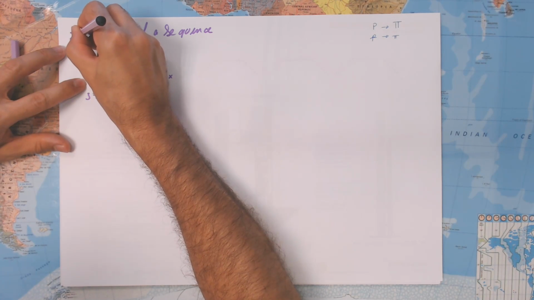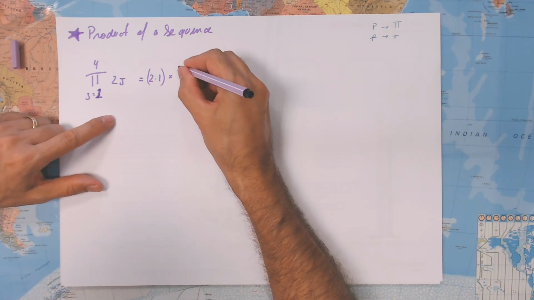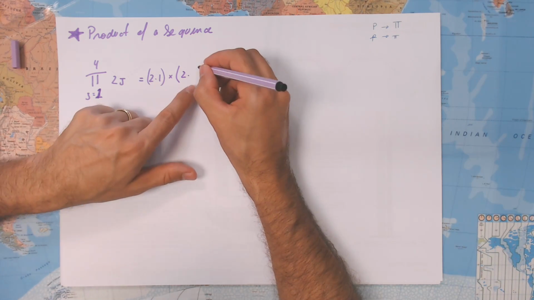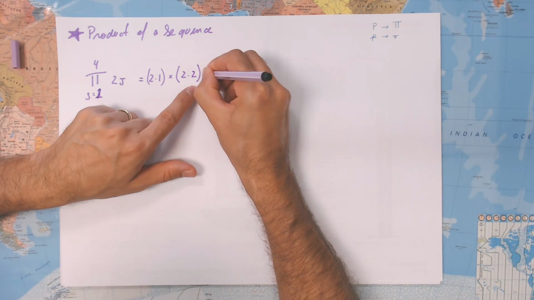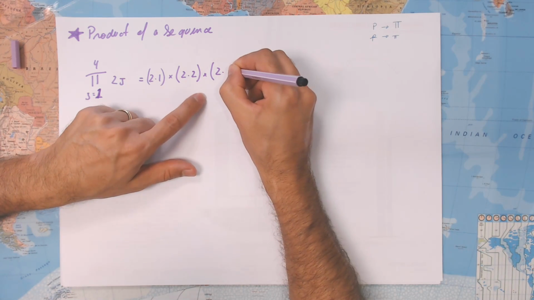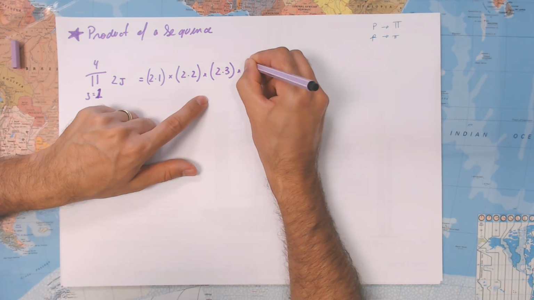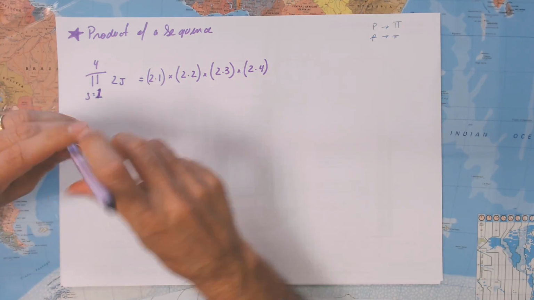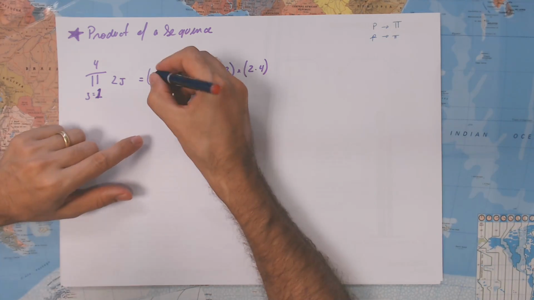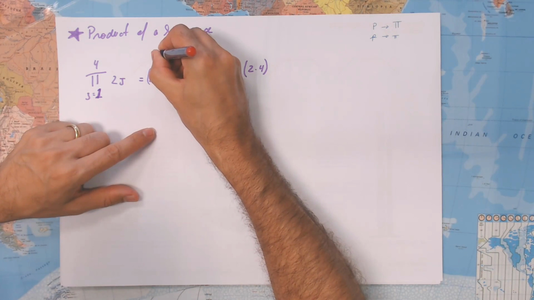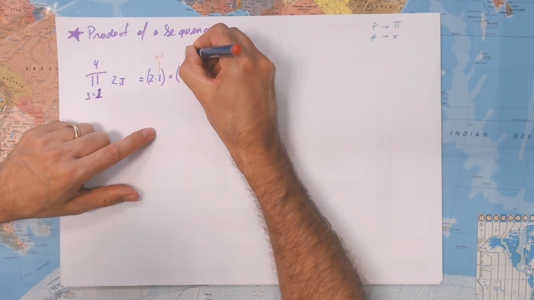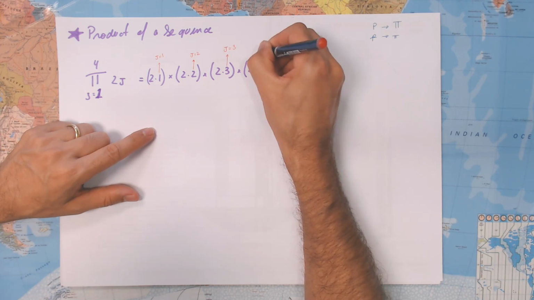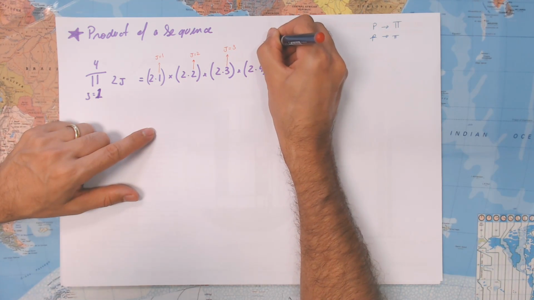Okay? Now, the second term. Again, 2 times something. 2 times what? Well, J equals 1. Now, J equals 2. 2 times J equals 3. And again, J equals 4. And again, remember, this is J equals 1. J equals 2. J equals 3. J equals 4. Okay?